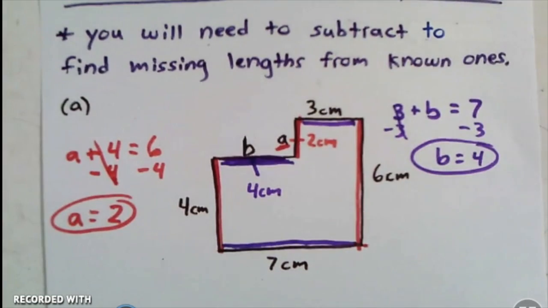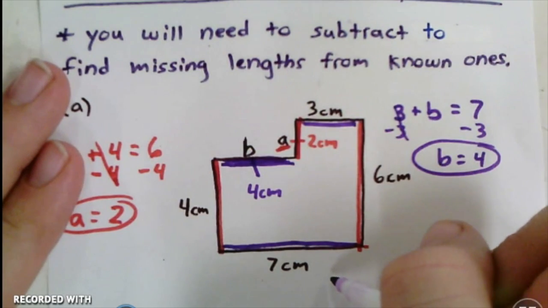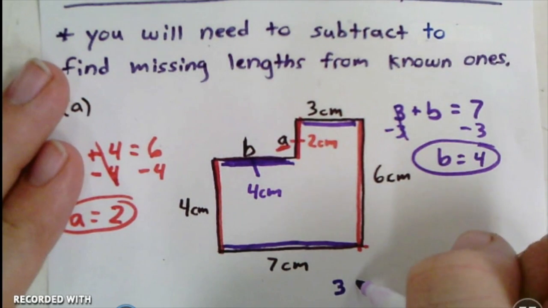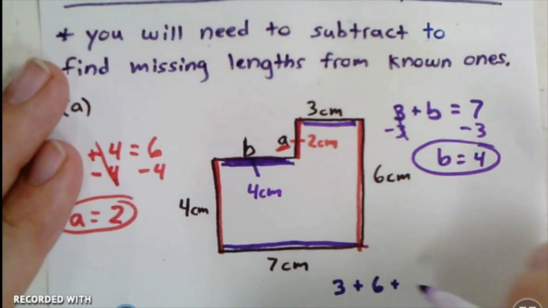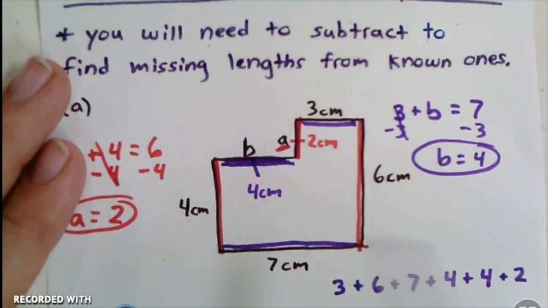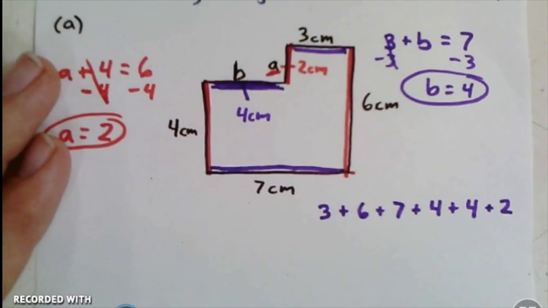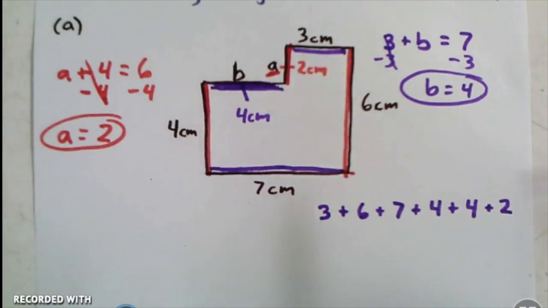And now I'm ready to find the perimeter by adding up all of these sides. I'm going to start right at the top. I'm going to add 3 plus 6 plus 7 plus 4 plus 4. Let me make sure I have gotten them all, plus 2, see? I had already missed one. So I have 3 plus 6 plus 7 plus 4 plus 4 plus 2. That is a very important step when you're doing complex shapes because it's very easy to miss one.